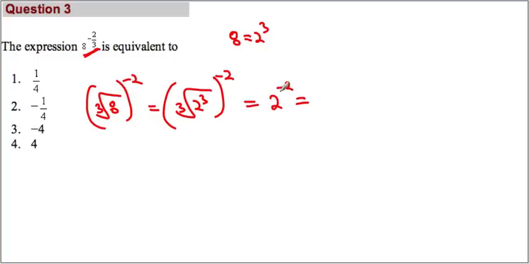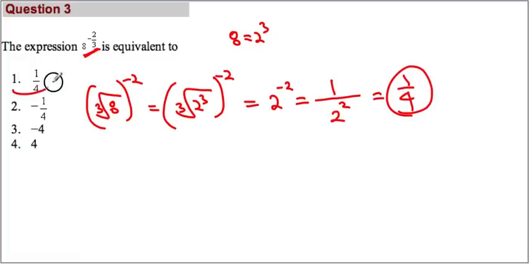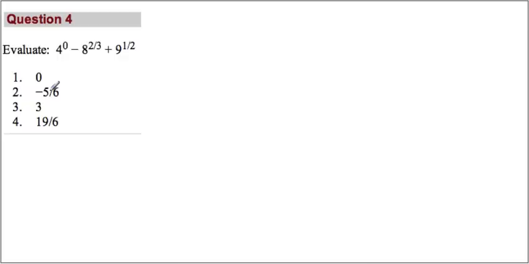Now, what do you remember about negative exponent? That's right. This one puts the entire value to the other side of the division sign, the fraction sign. And since 2 squared becomes 1/4, our final answer becomes 1/4, which is choice 1. Number 4. Let's look at it.